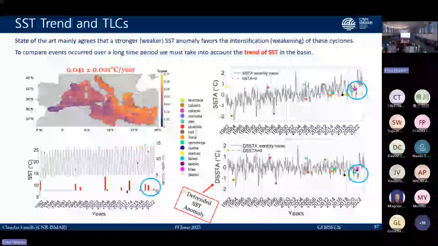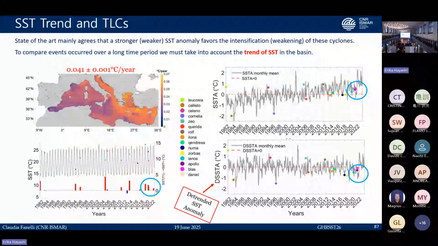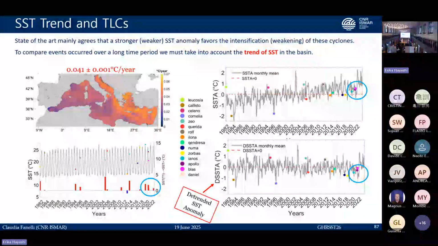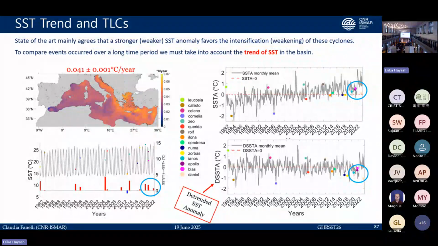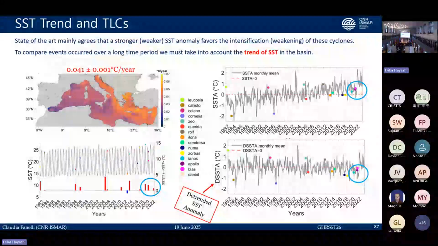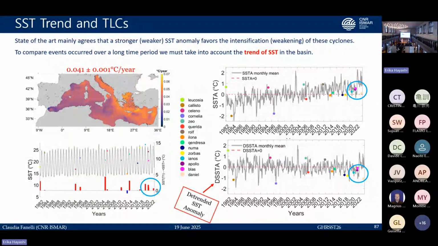So the eastern part is warming at a faster rate with respect to the western part. So if we want to compare events over a long time period, which are developing in different points of the Mediterranean, it's very important to take into account the trend and remove it to mitigate the effect of this warming trend.